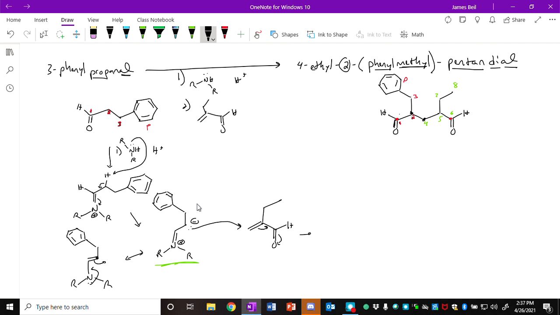And so then the intermediate that would form there, we would have the nitrogen with the 2 R groups. This carbon here would bond to carbon 4, which is the beta carbon here. These electrons would swing over out to the oxygen.